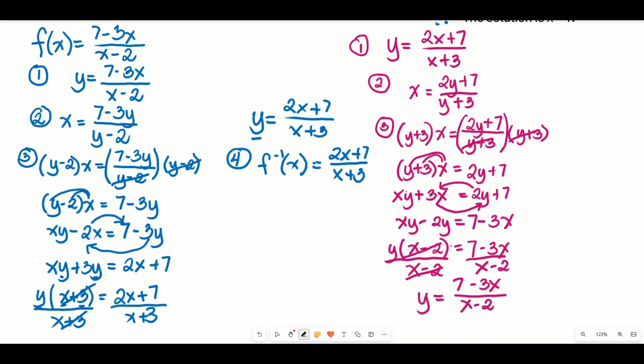And as you can see, ito is simply the same with our given dun sa previous example natin na 7 minus 3x over x minus 2. So this is simply your f of x. So this shows that the inverse of f inverse of x is simply f of x.